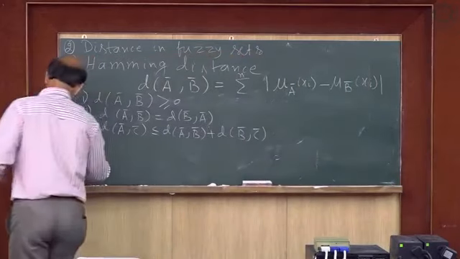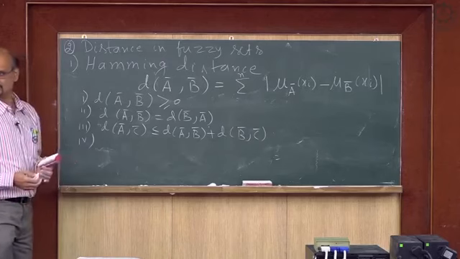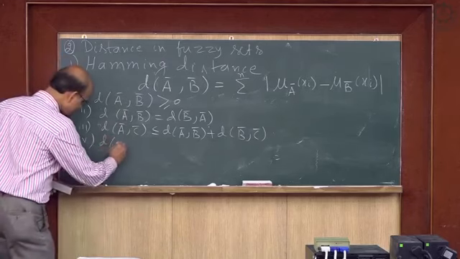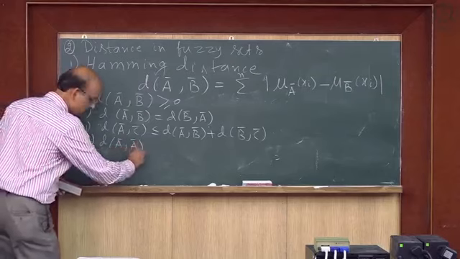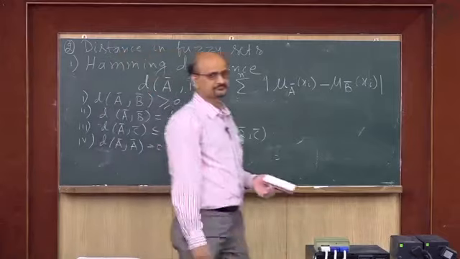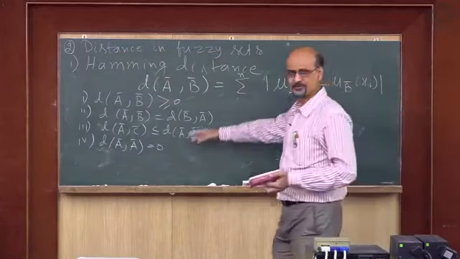And the last one is that D of A A will be 0. These are the 4 conditions for this Hamming distance. You can verify.